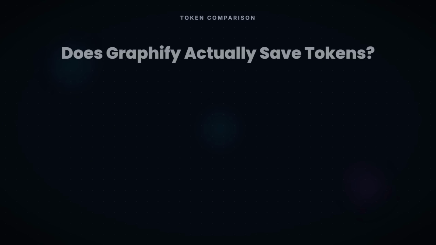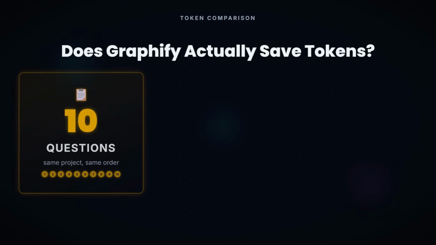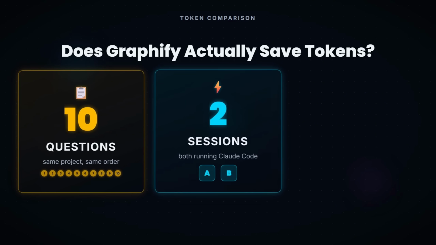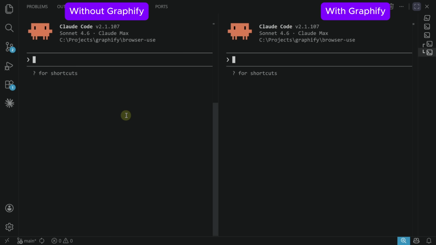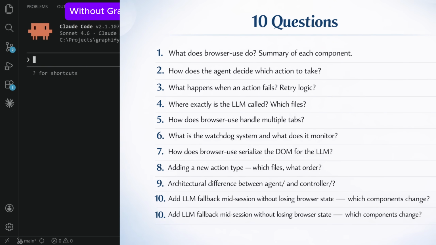Now, does this actually save tokens? I ran 10 questions in 2 identical sessions to find out. It's the same project, same 10 questions asked in the same order. The session on the left-hand side is not using Graphify. The one on the right is using Graphify. Let me run all of these 10 questions.